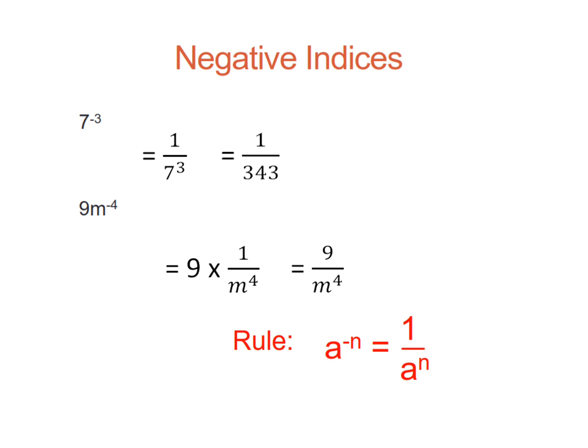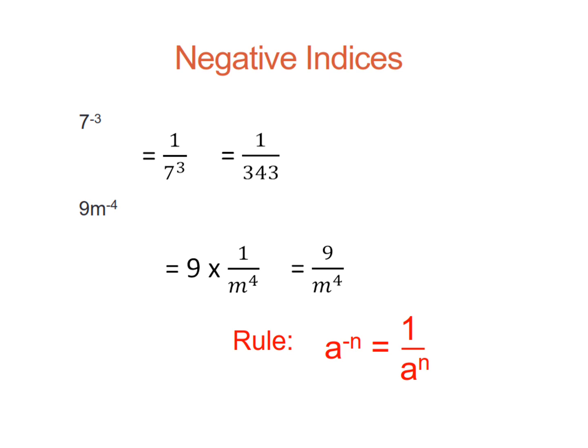Now, speaking about the negative indices, I have given you two examples. The first one is 7 to the power of negative 3. When you see a negative index, you should keep in mind that it can be written as a fraction. Now, what is 7 to the power of 3? 7 to the power of 3 is 343. That is 7 multiplied by 7 multiplied by 7. Here in this case our power is negative. That means it has to be a fraction. So 7 to the power of negative 3 gives us 1 over 343.